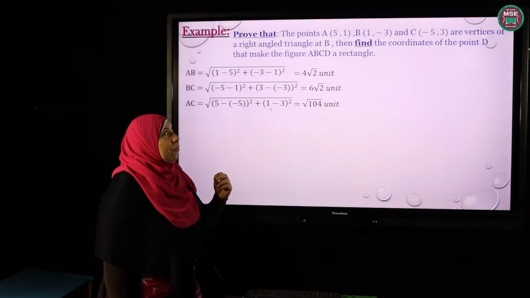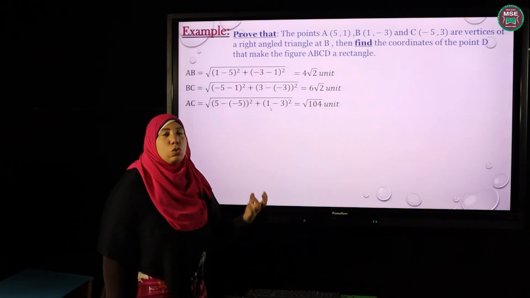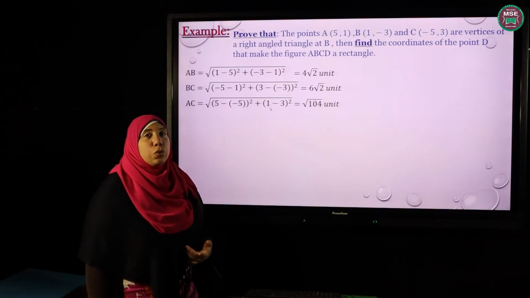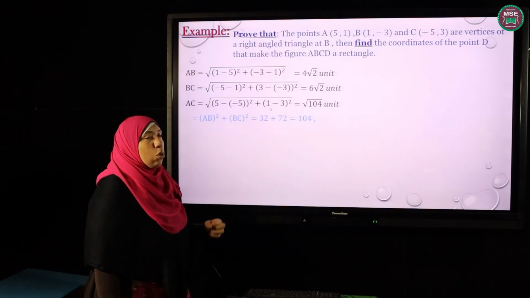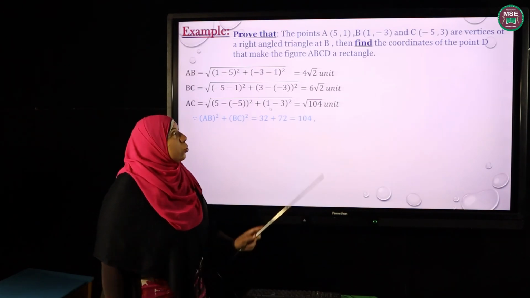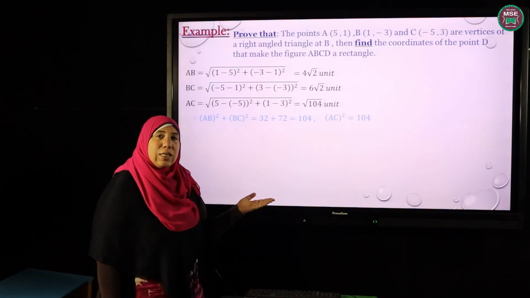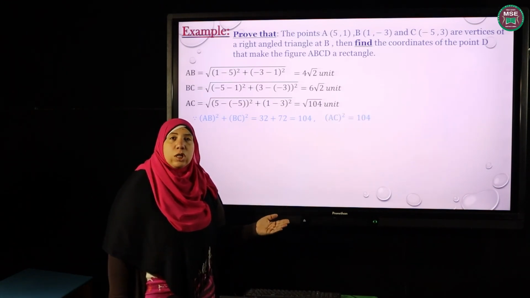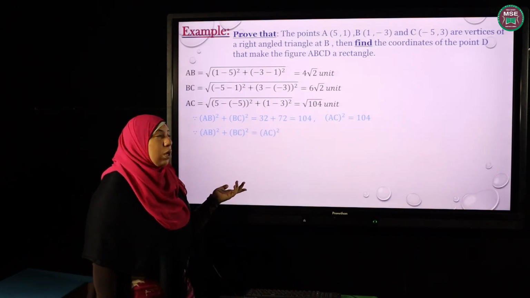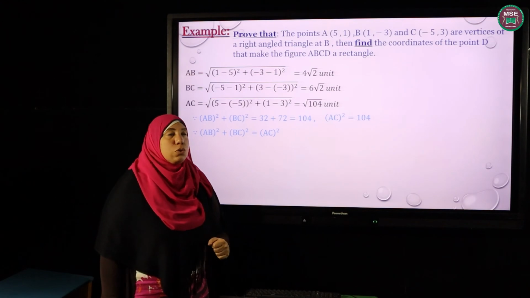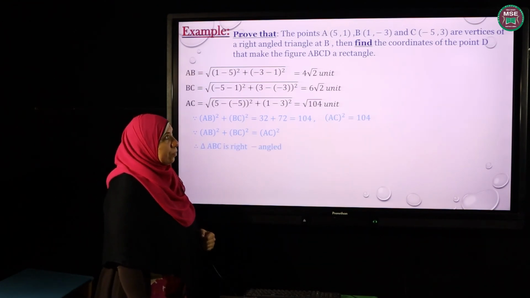Or if I want the type according to angles, whether acute, right, or obtuse, I need to find the squares of the sides. I will take the smaller two sides squared, and their sum will be 104. And AC squared alone is 104. Now I found that the sum of the squares of the two sides equals the greatest side squared, therefore ABC is a right angle triangle.